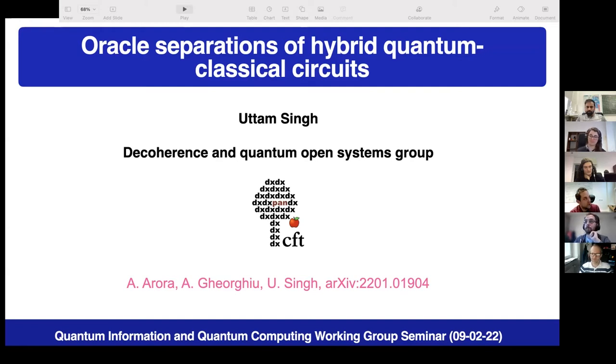Then Uttam moved to Brussels, where he worked as a postdoc under Nicolas Cerf on things like quantum thermodynamics and Gaussian quantum mechanics. He's a postdoc in the group of Jarek Kowalik now, but to my surprise, it appears that he's also interested in quantum computing and some oracle separations. So today he'll be telling us about his recent work on exactly this.